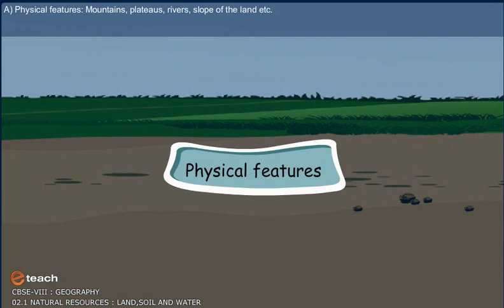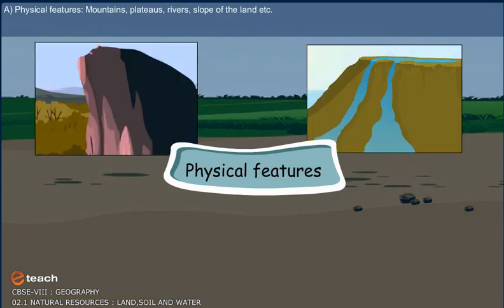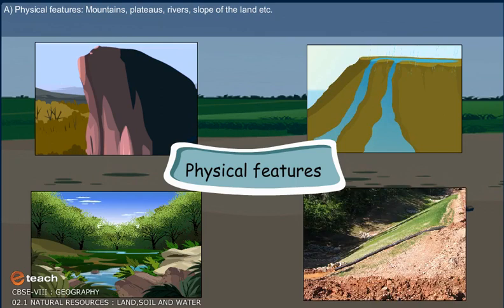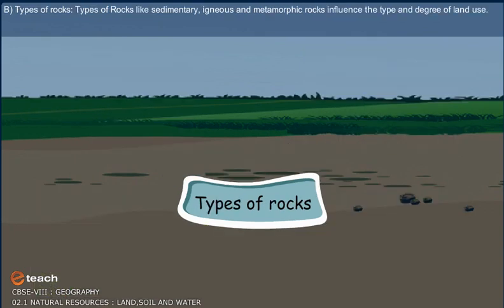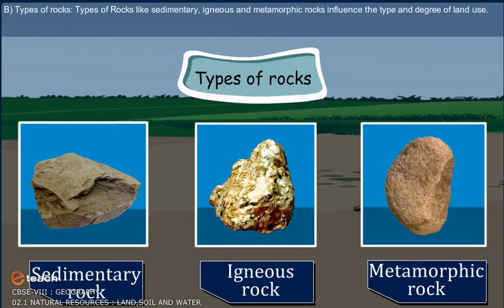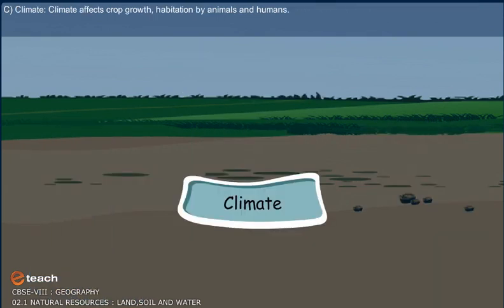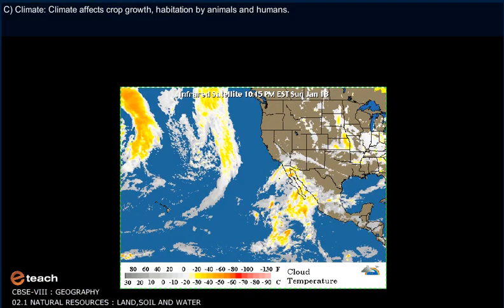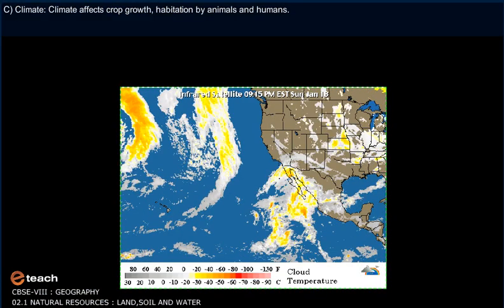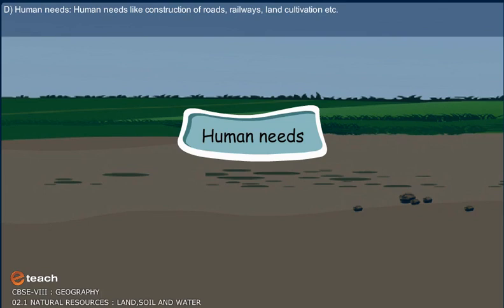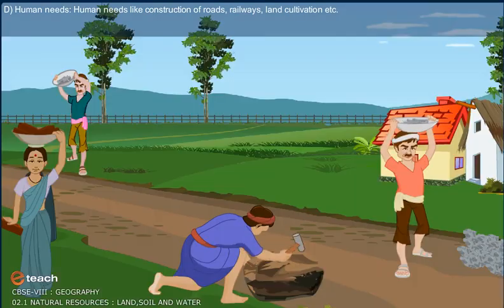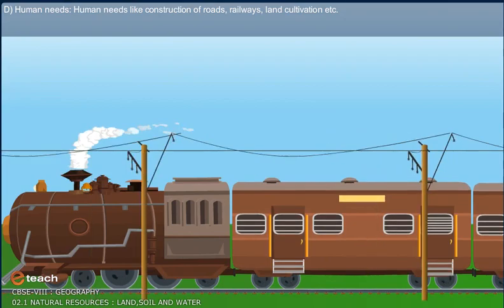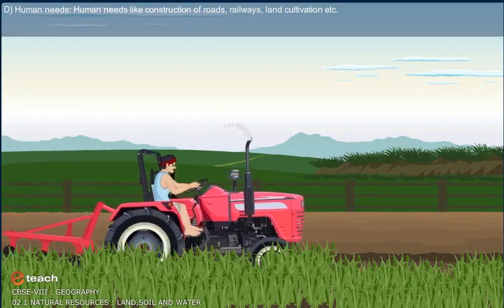Physical features: mountains, plateaus, rivers, slopes of the land, etc. Type of rocks. Types of rocks like sedimentary, igneous, metamorphic rocks influence the type and degree of the land use. Climate. Climate affects crop growth, habitation by animals and humans. Human needs. Human needs like construction of roads, railways, land cultivation, etc.